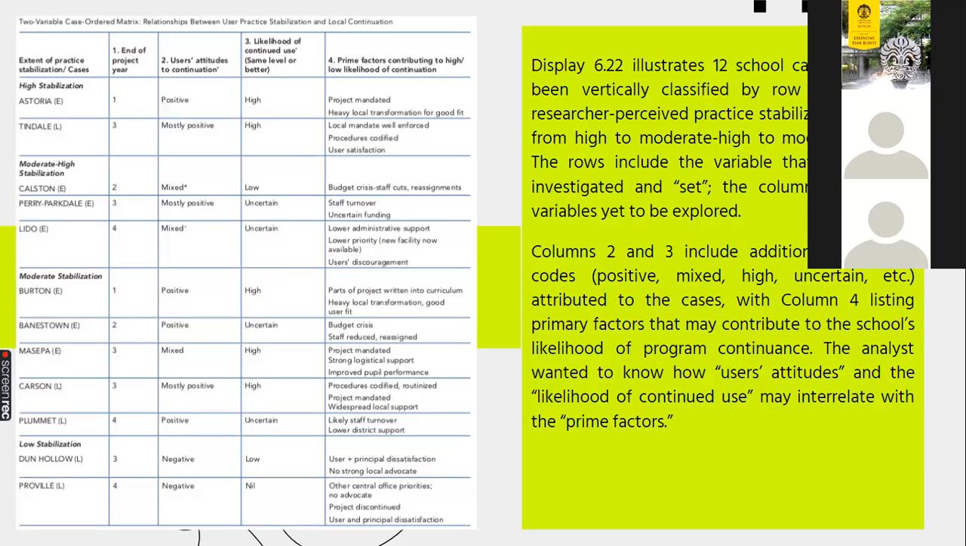And here is the example of the two-variable case-ordered matrix. This table illustrates 12 school cases that have been vertically classified by row according to a researcher-perceived practice stabilization, ranging from high to moderate-low. The rows include the variable that was already investigated and set. The columns reflect the variables yet to be explored. Columns 2 and 3 include additional magnitude codes attributed to the cases, with column 4 listing primarily factors that may contribute to the school's likelihood of program continuance. The analyst wanted to know how users' attitudes and the likelihood of continued use may interrelate with the prime factors.